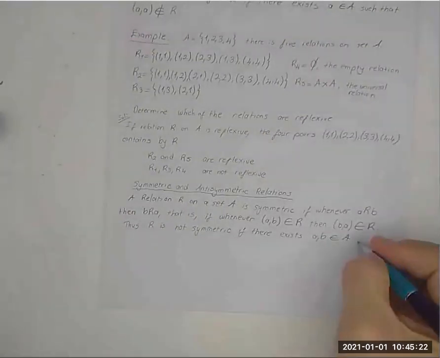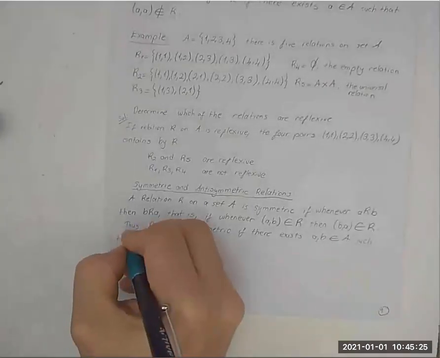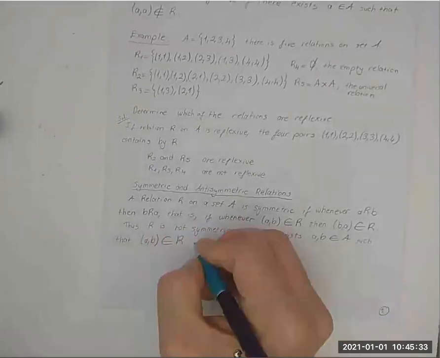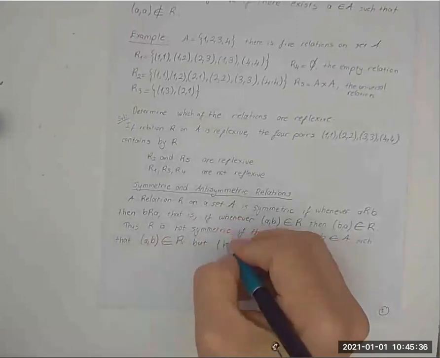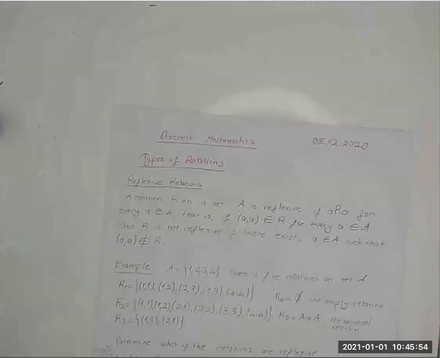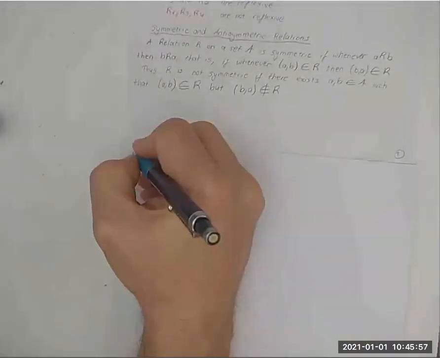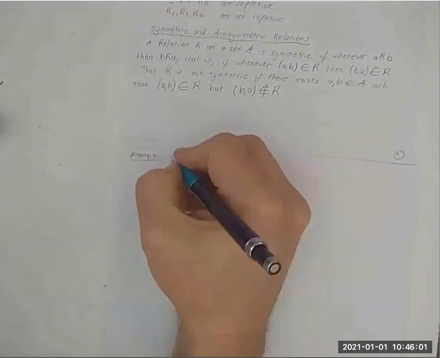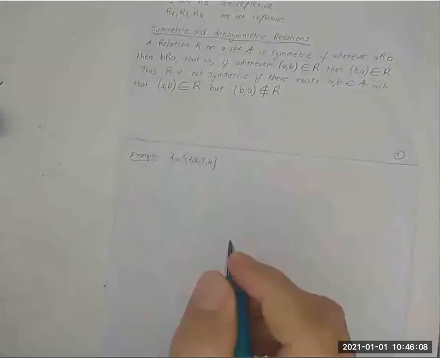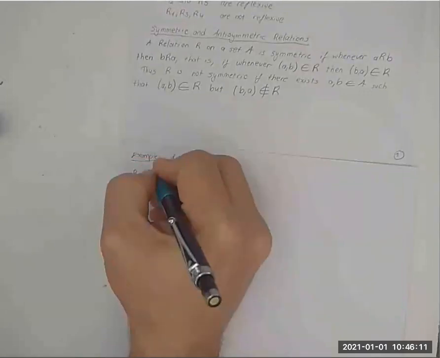There is a reverse side also. Thus R is not symmetric if there exist a, b in set A such that (a,b) is an element of R, but there is no (b,a) in that relation. Okay?